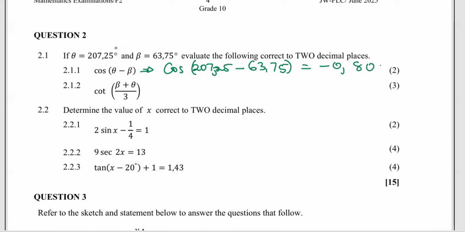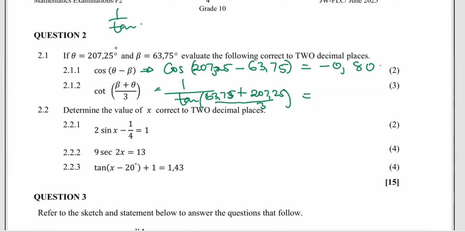Okay, the answer I'm getting is a negative 0.80, okay? Then I know that cot is also the reciprocal of tan. Okay, so I can say 1 over tan, meaning that I'm going to have 1 over the tan of the beta, which is 63.75, plus the theta, which is 207.25. Everything is divided by 3.